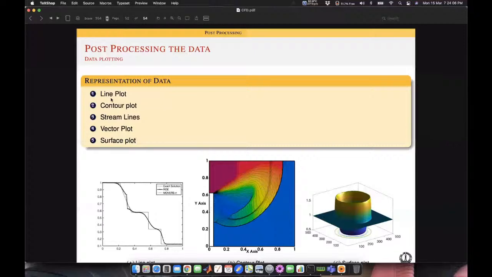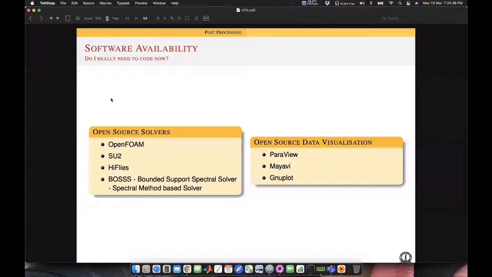Then you need to choose a proper system to solve these equations, and then you need to look at what are the available tools, codes. Here it comes: should I write a code, or should I use an existing code? Then we have the other aspect that comes here. So we have open source tools like OpenFOAM, SU2, HiFiLES, BOSS. BOSS is a spectral solver which is similar to the finite element method. OpenFOAM, SU2 and HiFiLES are basically freely available codes which can solve any fluid dynamics problem.